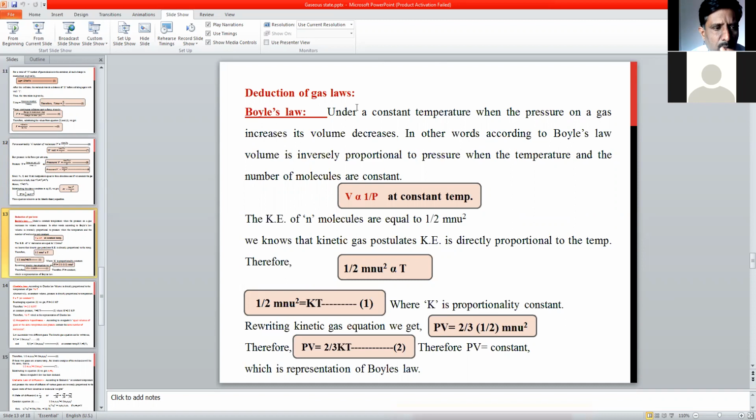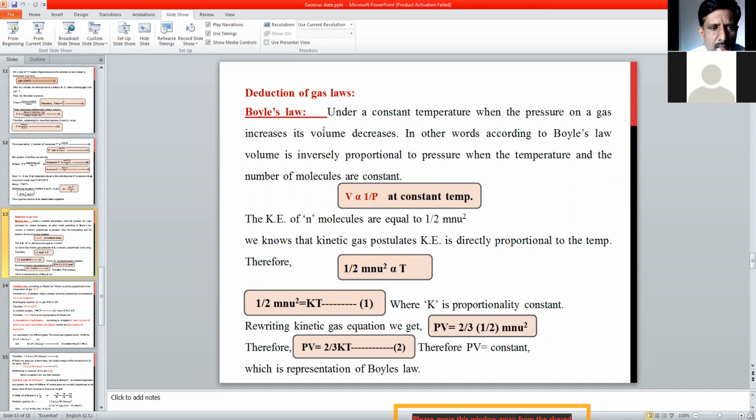You know, friends, Boyle's law, Charles's law and Avogadro's law are the laws which are closely related to the gaseous state. One by one, we will discuss how these laws are interconnected and interrelated with the kinetic theory of gases. First of all, I will discuss Boyle's law.